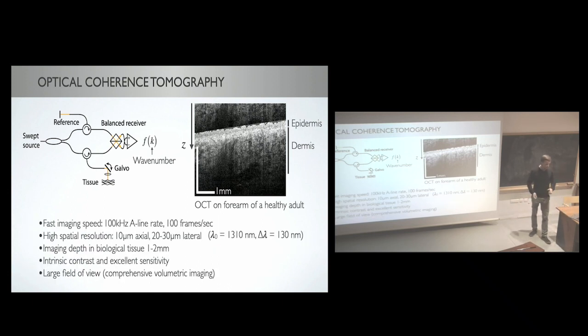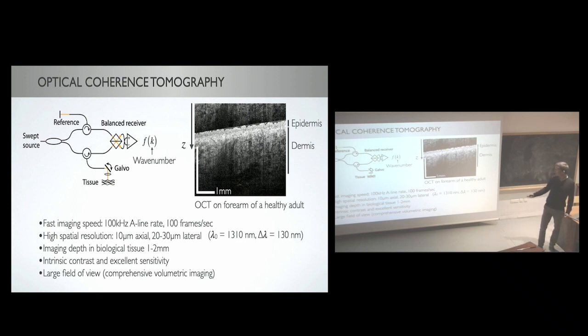OCT nowadays is a pretty mature technology, so you get fast imaging speeds. The A-line rate, the sweep rate of one wavelength sweep, is in the 100 kilohertz range easily. You can get hundreds of frames per second. And the systems that I'm showing you today all have a resolution of about 10 micron in the axial, 20 to 30 in the lateral. The OCT community will pride themselves on this being high resolution compared to ultrasound imaging. Obviously, if you compare it to microscopy, it's not very impressive.